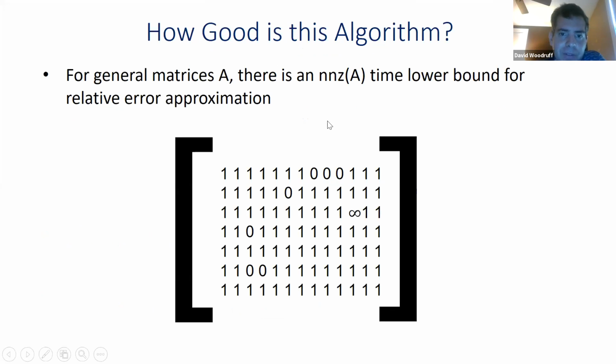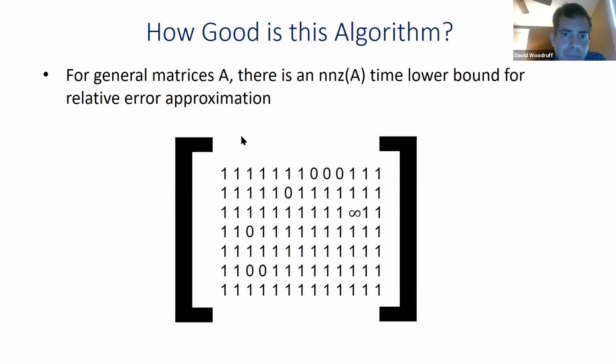For general matrices, the answer is no. If you want this relative error guarantee, then there is an nnz of A time lower bound. Basically, you have to read all the non-zero entries of A. Otherwise, sorry, is there a question? Please stop me if you have any questions. Otherwise, you can hide an infinity in the matrix, right? If you don't read all the non-zero entries, you're not going to find this infinity, and that's a problem because the first thing a good low-rank approximation will do would be to subtract off that infinity. So you can't hope to do better than nnz of A time for general matrices.